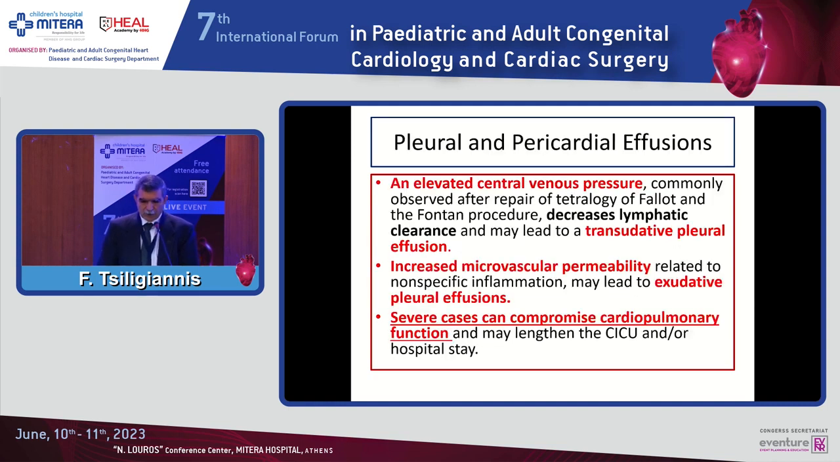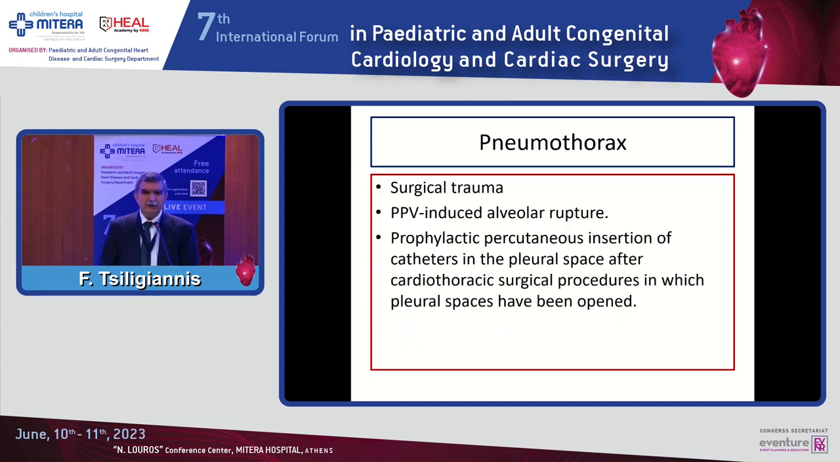Pleural and pericardial effusions are quite common due to elevated central venous pressure, which causes a transudative pleural effusion, or increased microvascular permeability, which may lead to exudative pleural effusion accompanied by chyle. Severe cases can compromise cardiopulmonary function and may lengthen the ICU and hospital stay. Pneumothorax due to surgical trauma or positive pressure ventilation-induced alveolar rupture is managed by percutaneous insertion of catheters in the pleural space.